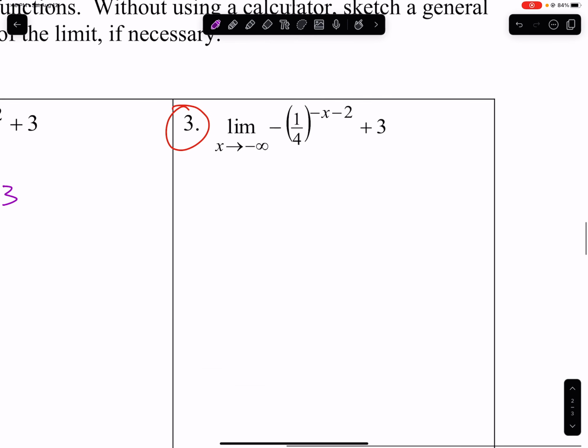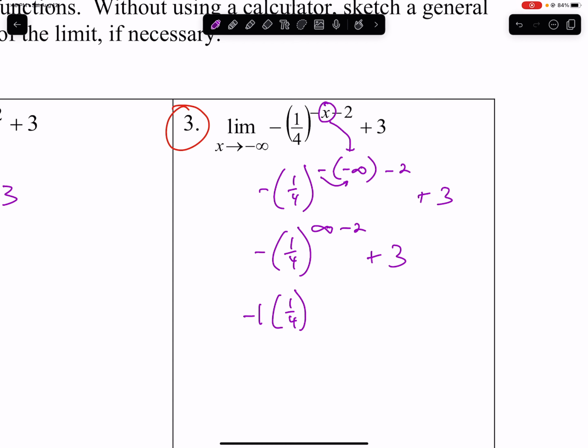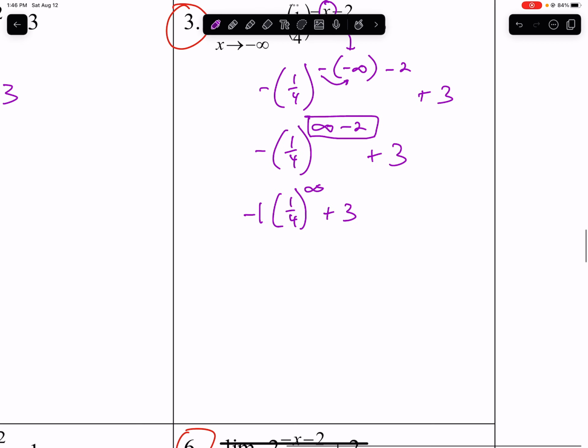Let's look at this one here. So if I plug in negative infinity, I have negative (1/4) to the negative infinity minus 2. I always like parentheses here when I'm substituting in for x. So the negative times the negative becomes a positive infinity minus 2. And now I think of this negative out front as a negative 1. I'll deal with that later. Infinity minus 2, I'm going to deal with that now. That's still infinity. Subtracting 2 off infinity doesn't do much.